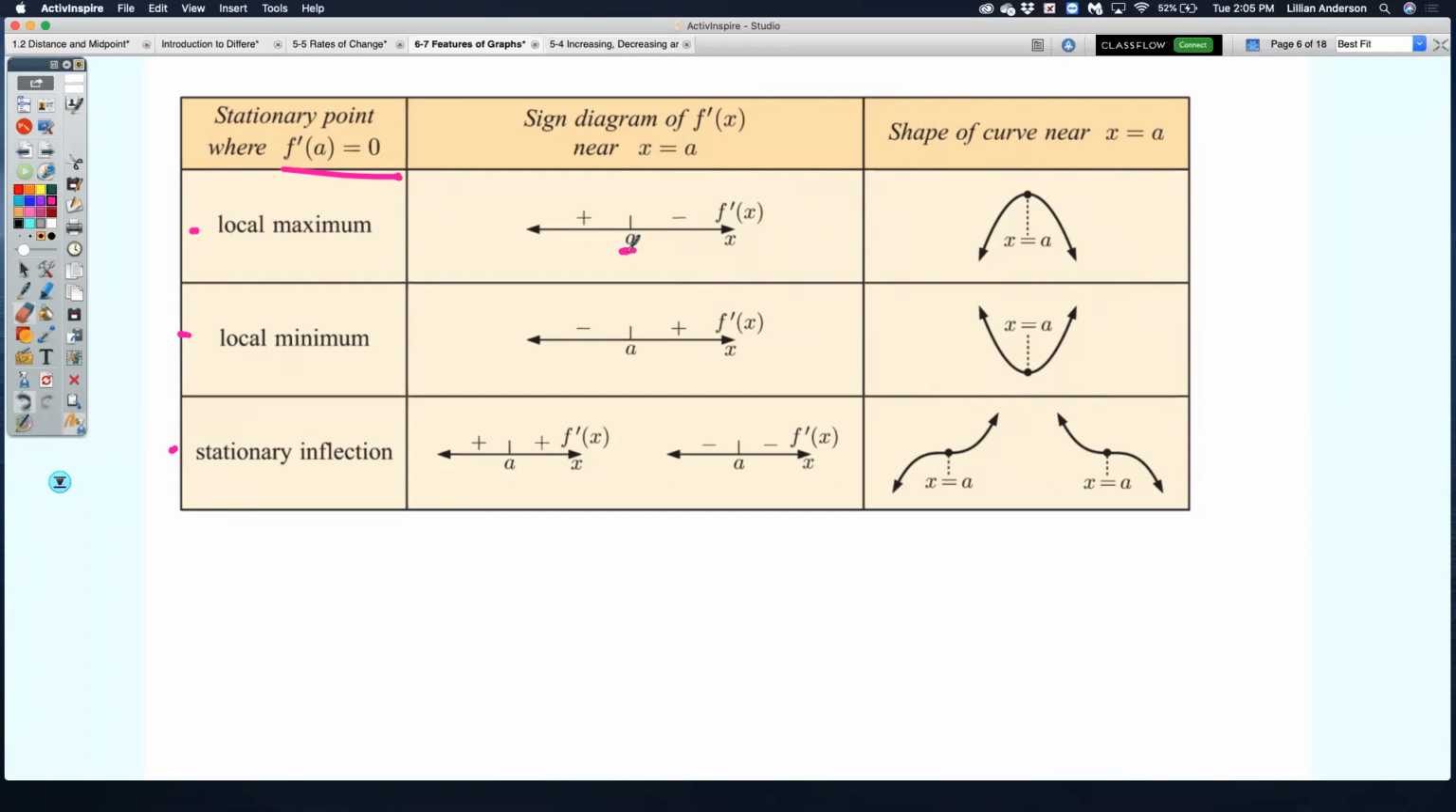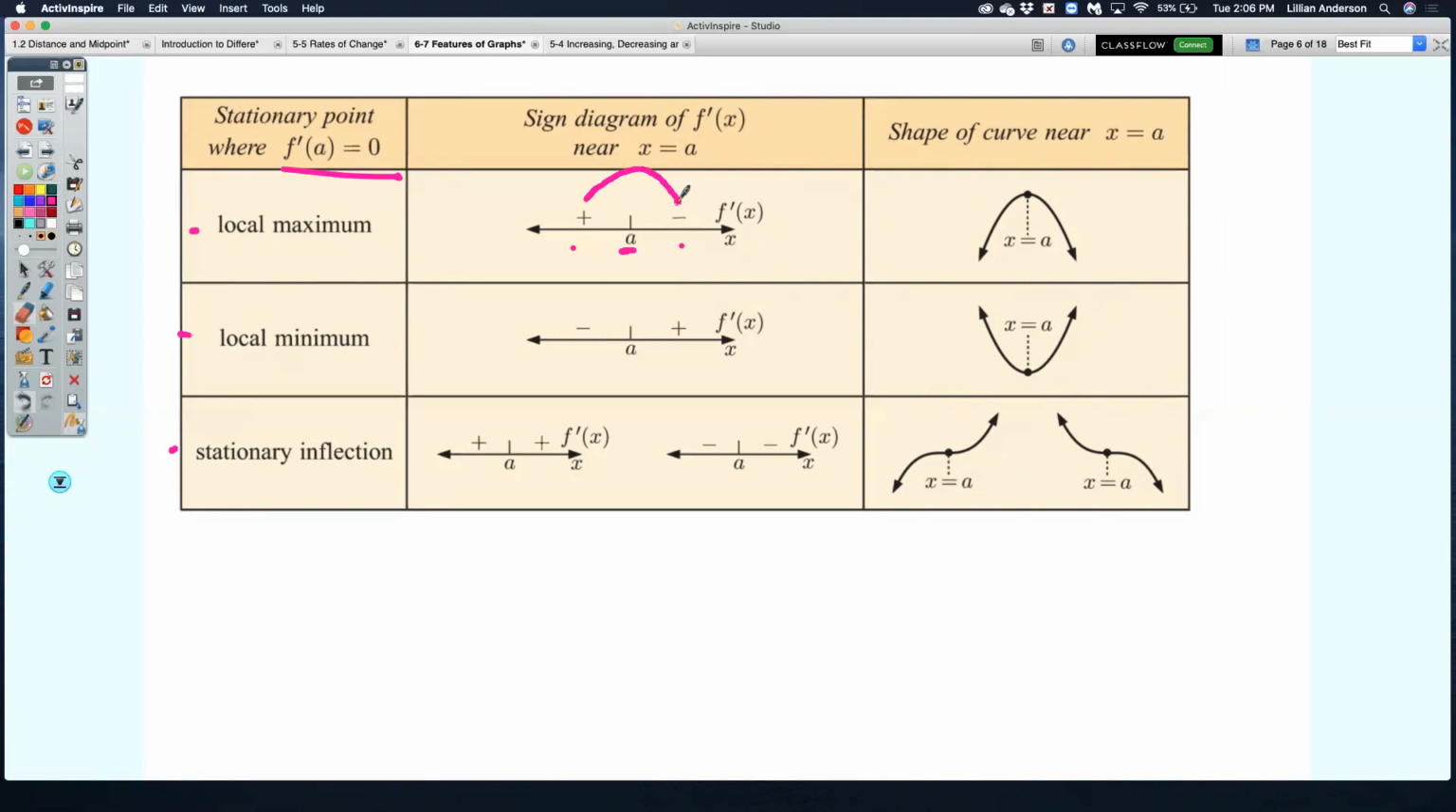And then what you want to do is test the values to the left and the right of that respective x value. You plug it into the derivative, and you want to determine: are those values positive or negative? Because if the values on the left side of that x are positive, and on the right side of that x are negative, it creates a maximum.